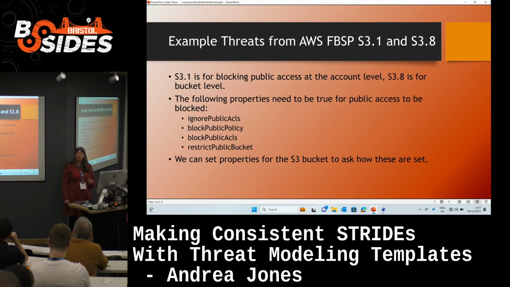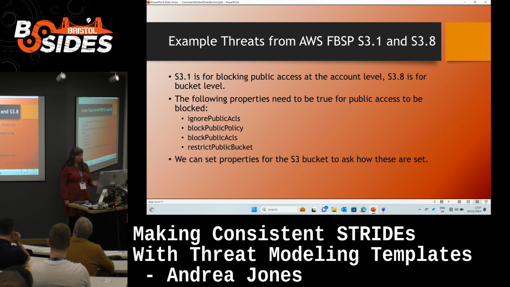So here are some example threats from the Foundational Security Best Practices S3.1 and S3.8. That relates to S3 buckets. These are related to blocking public access. How many stories do we hear of exposed S3 buckets and the big data breaches that they lead to? One is relating to blocking it at the account level, and the other one is at the bucket level.